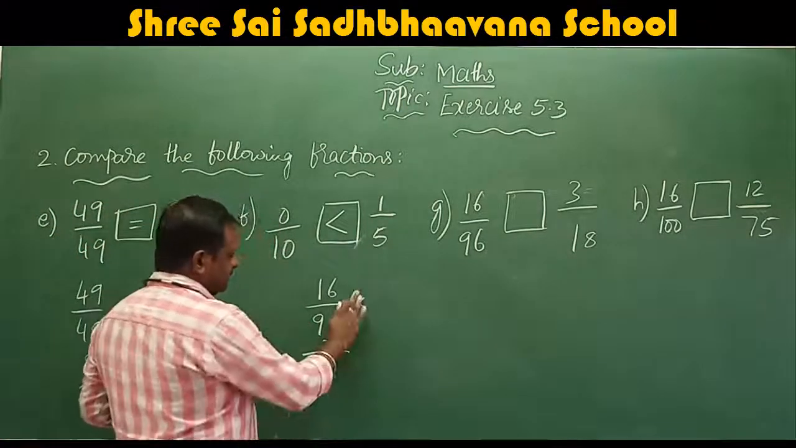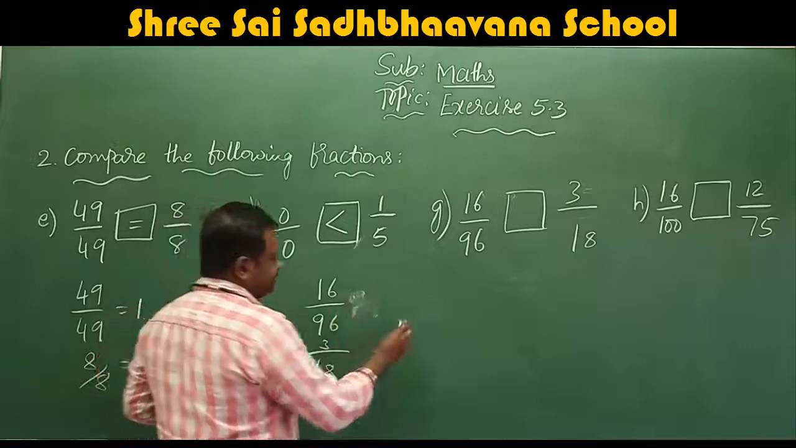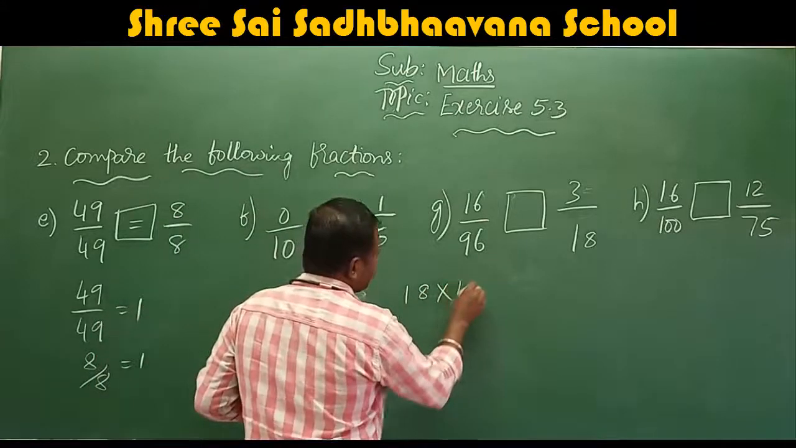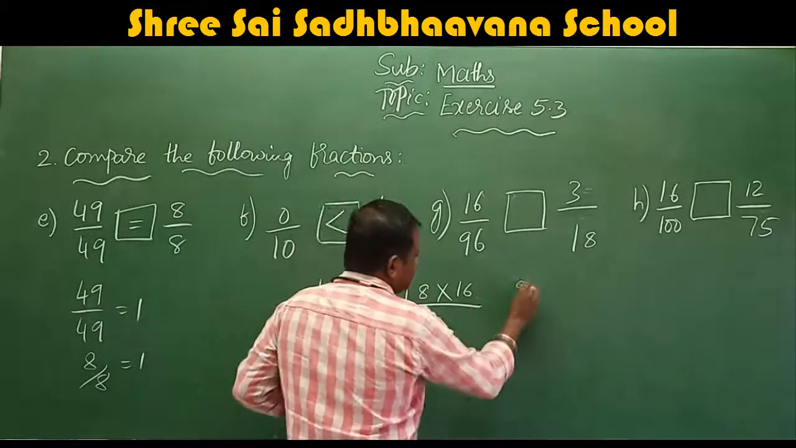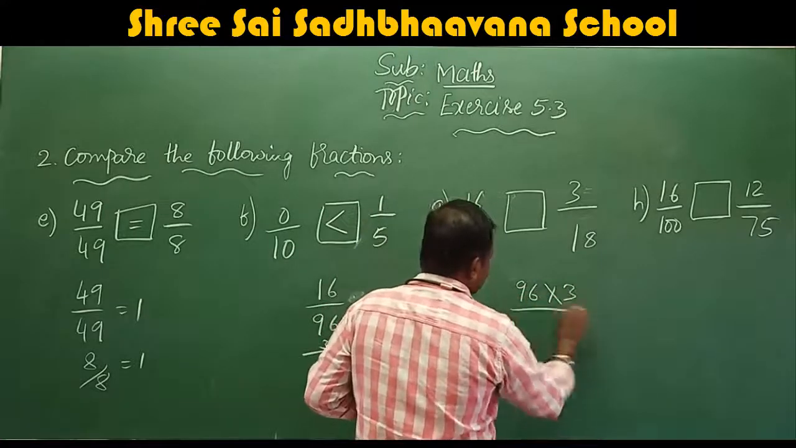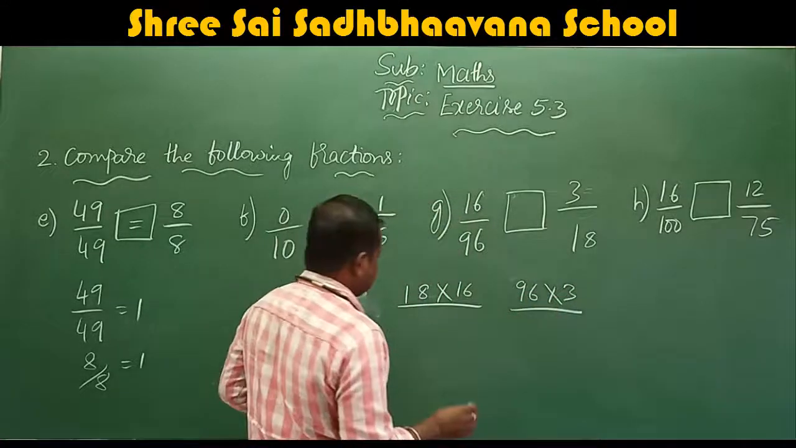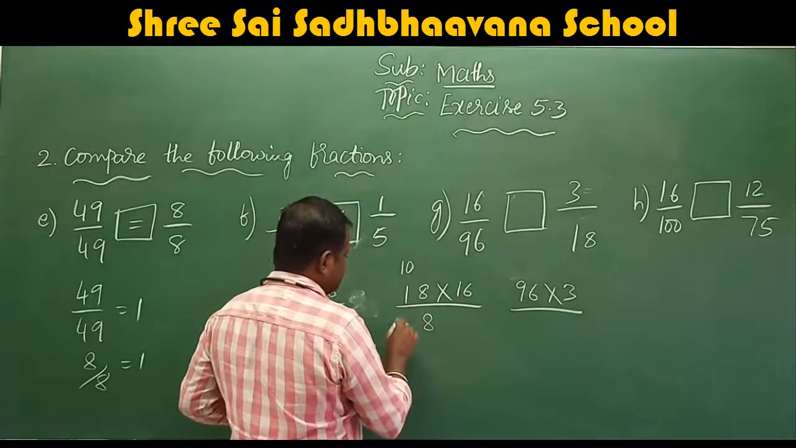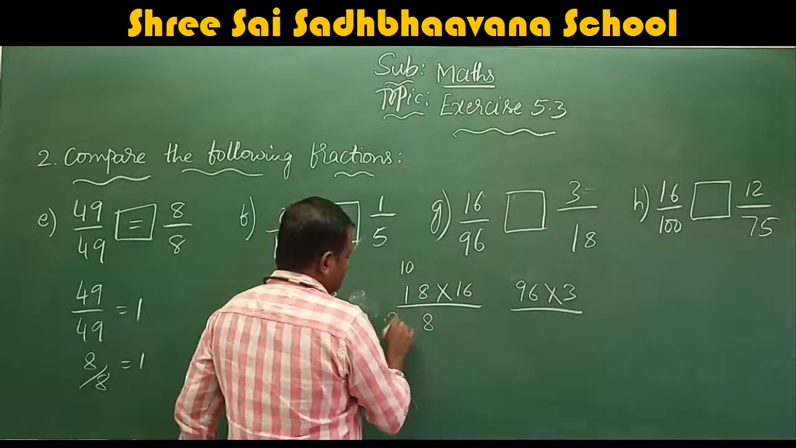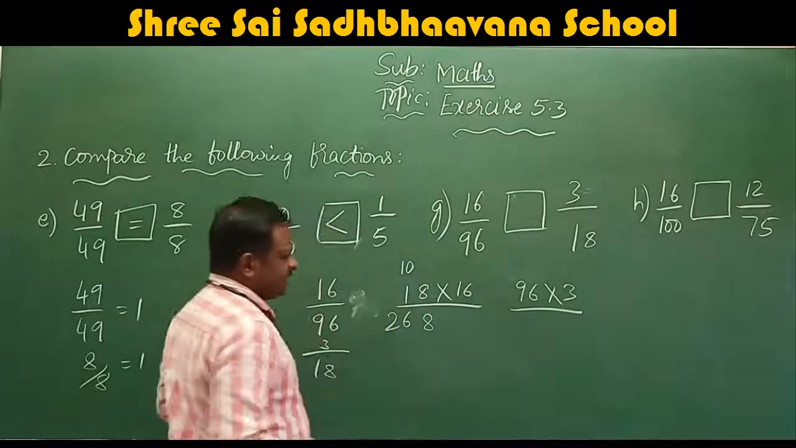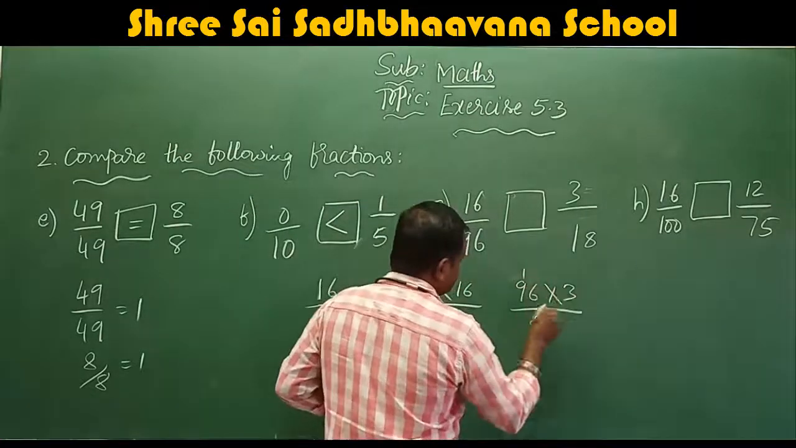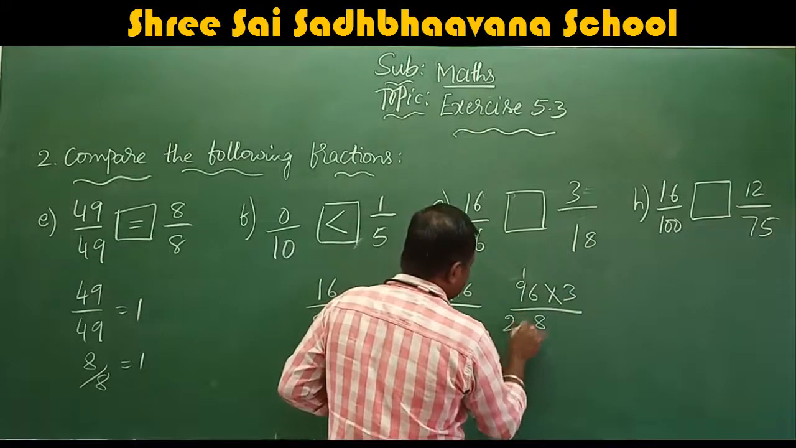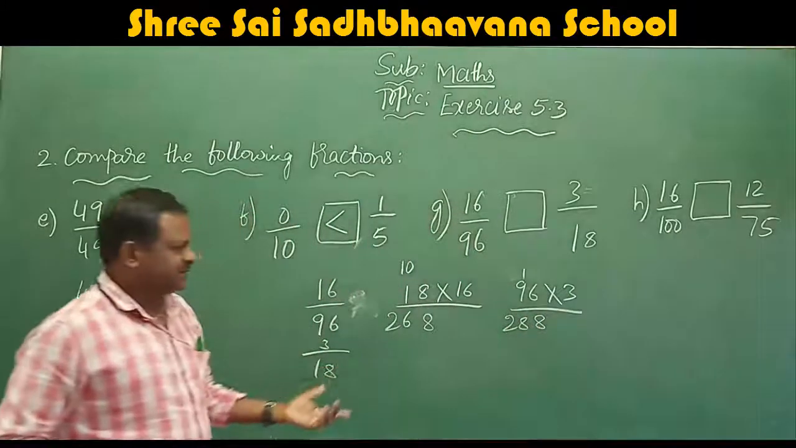Or you just cross multiply. 18 into 16, 18 into 16, 96 into 3, 96 into 3. 16 was 16 plus 10, 26, 268. So here, 3 6 is 18, carry 1, 3 9 is 27 plus 1, 28. 288, here 268.